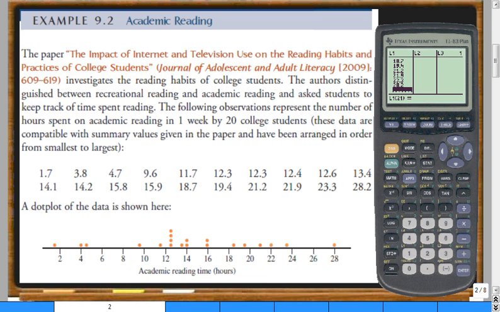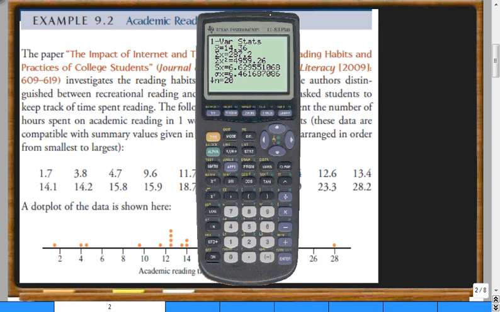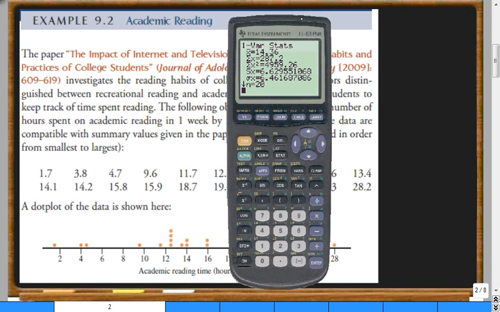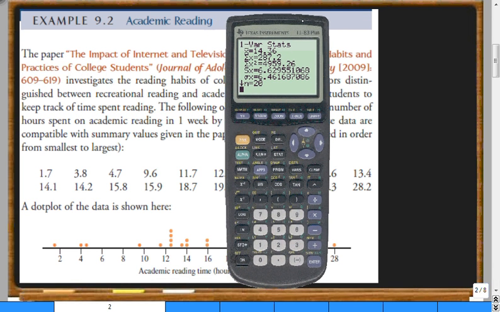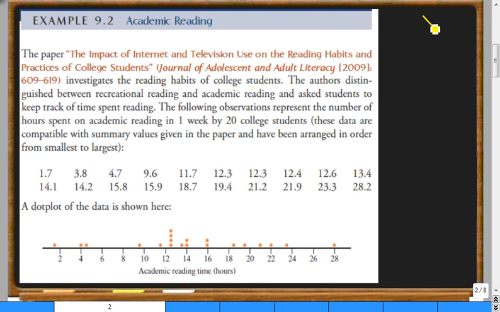So we want to find our means and all this kind of stuff for it. We're going to go to stat, calculate, and do our one variable statistics. From here we've got some information that we're going to go ahead and write down. So our mean is 14.36. I'm going to write that down. So x bar is 14.36.